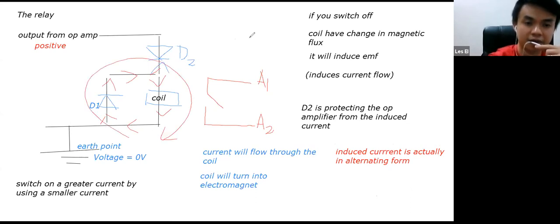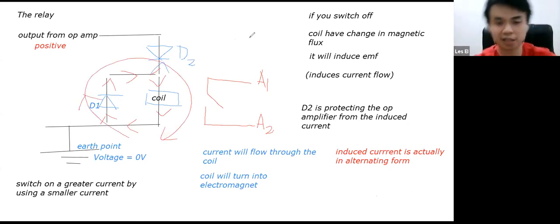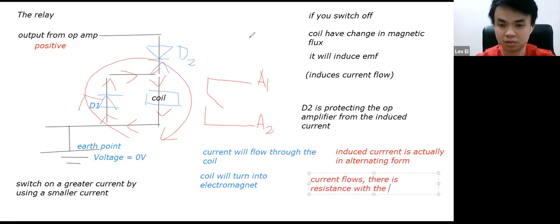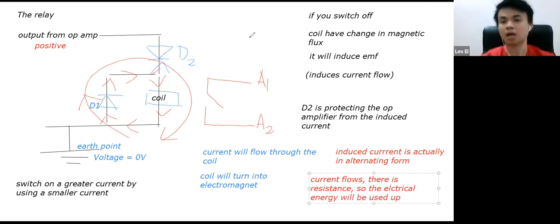And by time, you remember in AS level, when your current flows, there is a resistance, so the electrical energy will be used up. I mean, in time the current will stop flowing, then you can switch off the relay safely. Any questions that you want to ask until here?